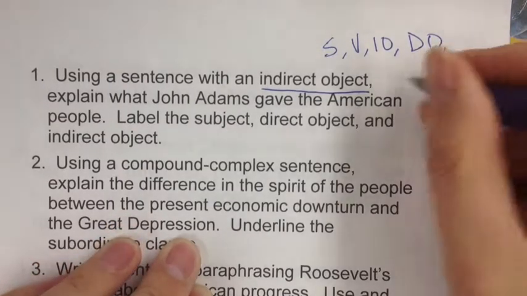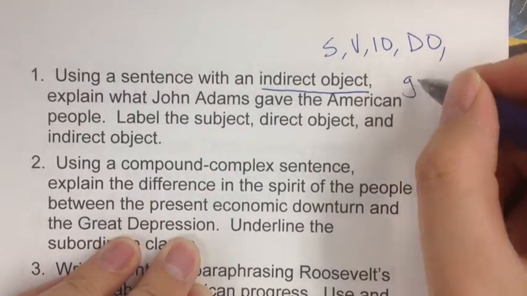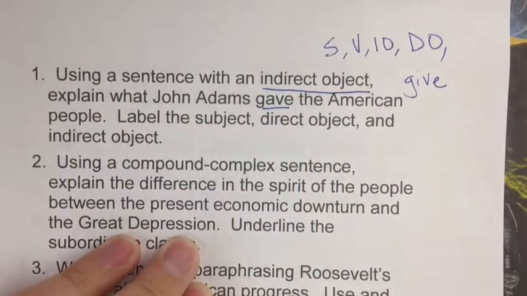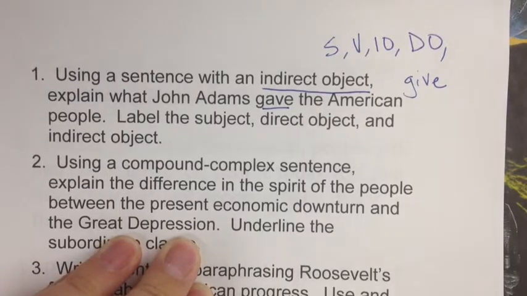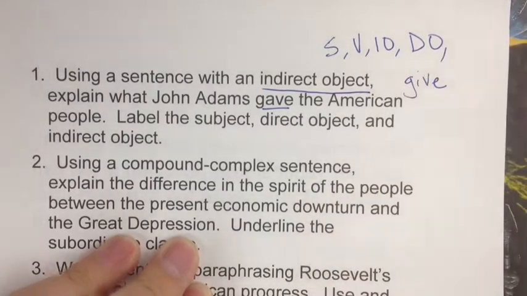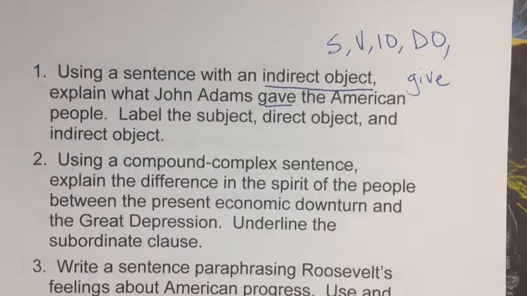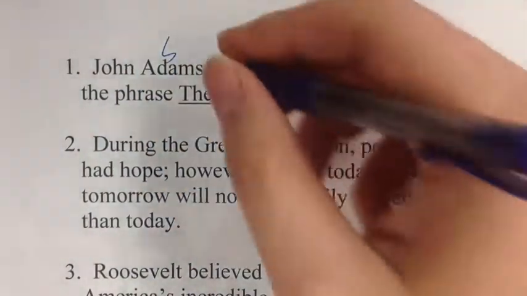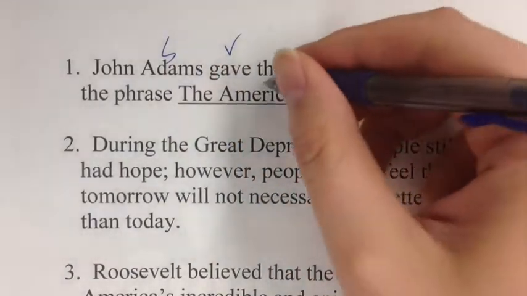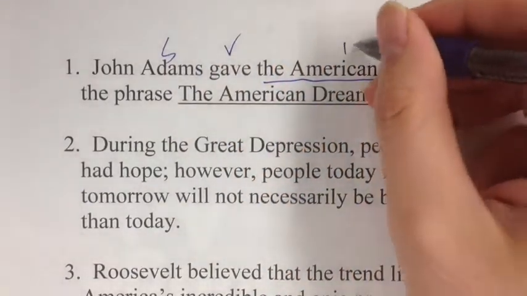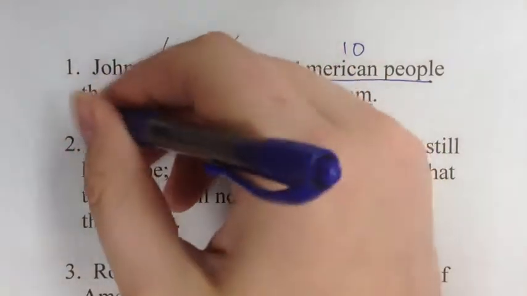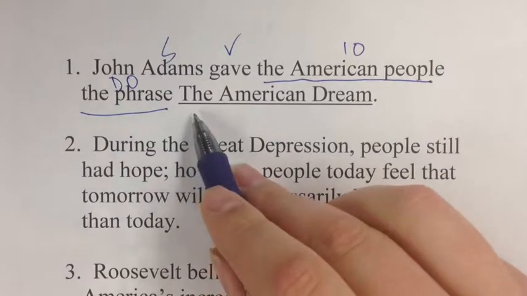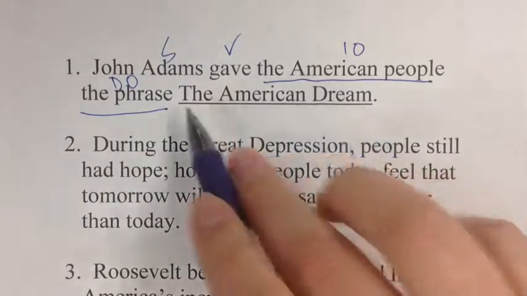The best verb to use here is the verb give, because we're talking about what John Adams gave the American people. So if we can say something like John Adams gave the American people a direct object, then we'll have it. So here's my sentence. John Adams, subject, gave, verb, the American people, indirect object, the phrase. Here's our direct object. And then when you use words as examples of themselves, you're supposed to underline them.